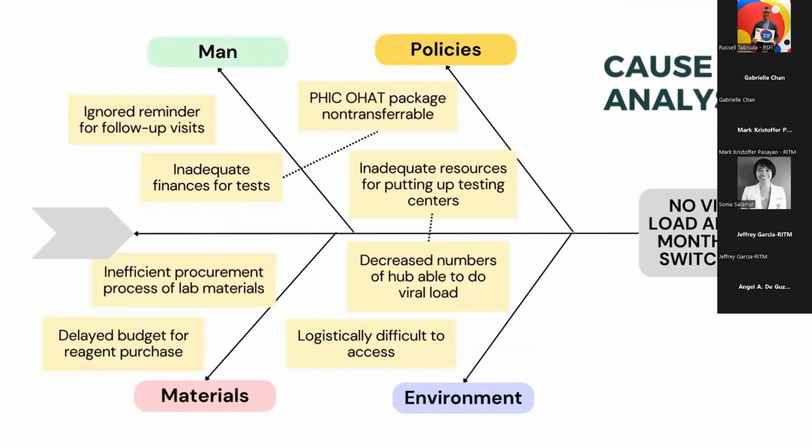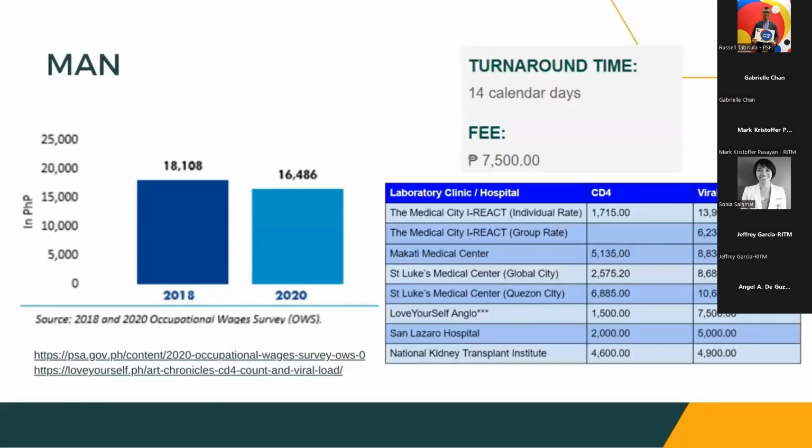We also tried to perform a fishbone analysis of this problem, and we identified four main categories, namely man, policies, environment, and materials. For the category of man, sometimes our patients ignore reminders done by case managers or peer navigators for their follow up visits, and sometimes they do show up for the follow up, but they have inadequate finances for the tests.